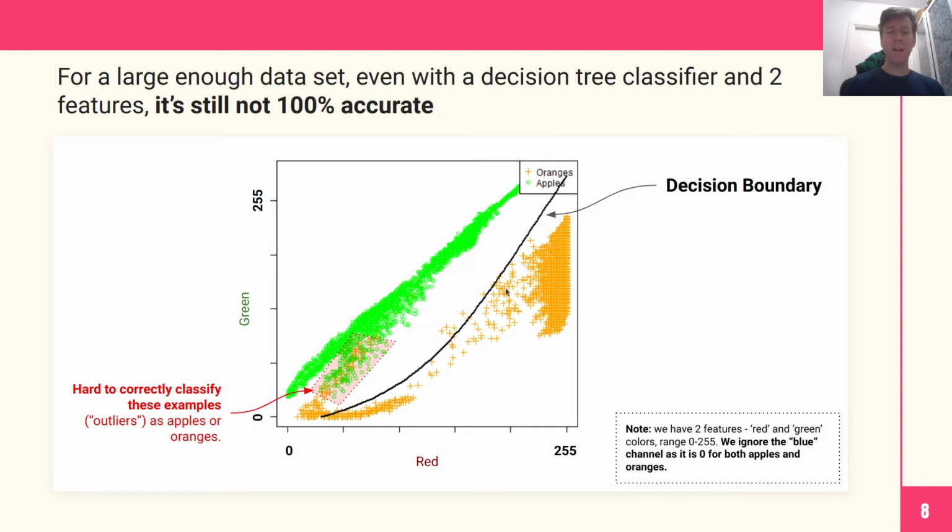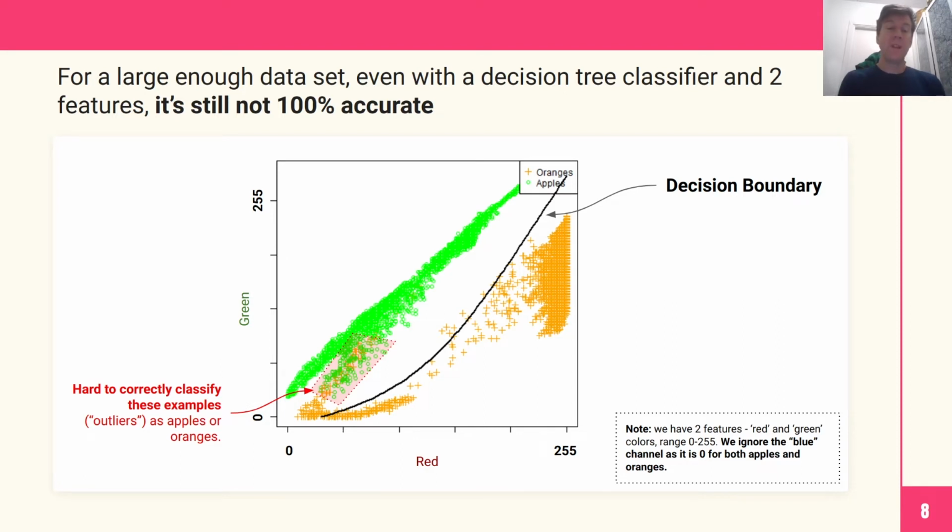And this black line here is a decision boundary that a machine learning model trained. It learnt that this is roughly the boundary between the red apples, the orange oranges and the green apples. You can see there's an area marked in red here where it's difficult to classify whether it's a green apple or an orange because they're kind of mixed in.